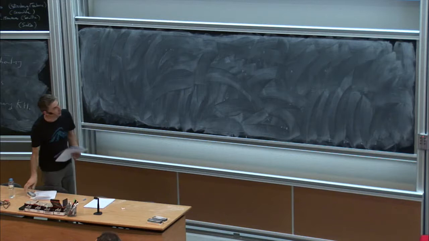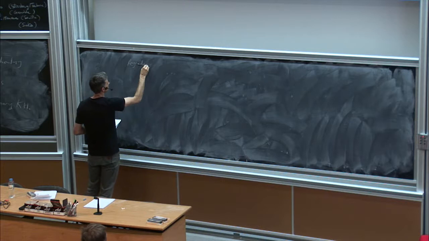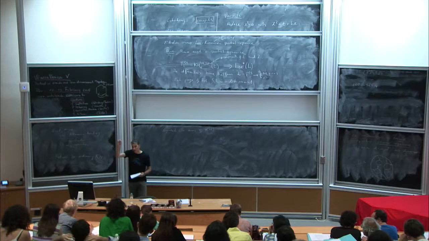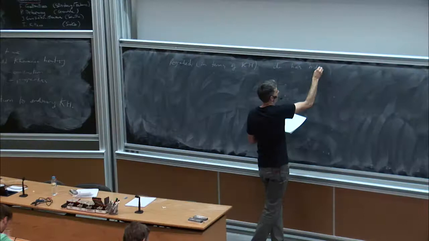Okay, well, let me tell you. So regraded, this means in terms of Khovanov homology, that's the gradings that we see, the IJ grading that we have, the differential d_r has bidegree (1, 2r).